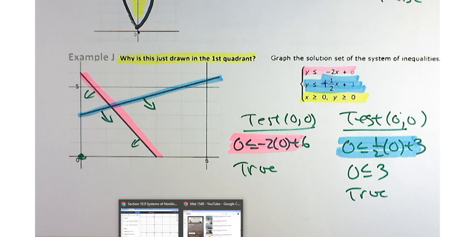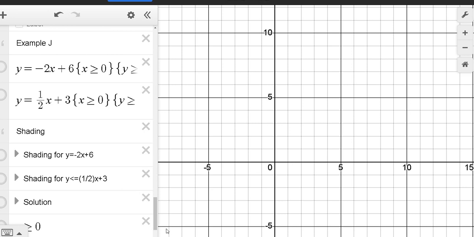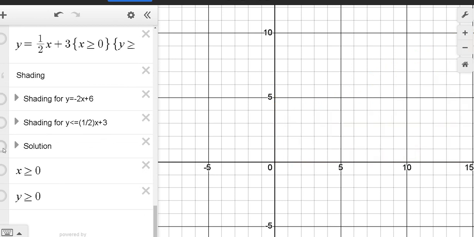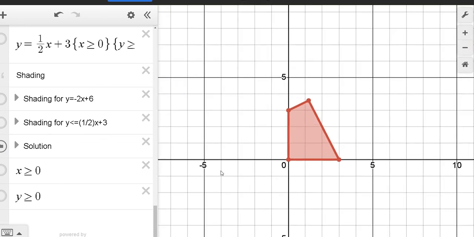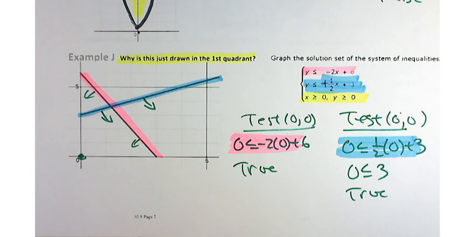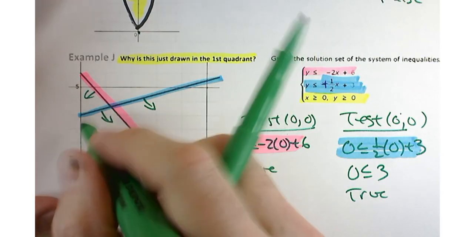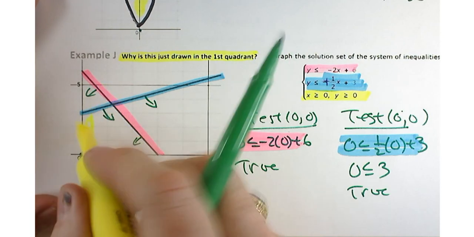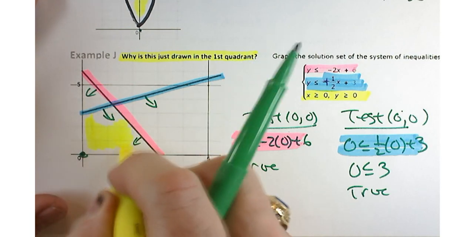And let's take a look at what happens when we do all that shading. So here's our first one, here's our second one, and if we shut those off, our solution looks like that. It's just that little bitty shaded region, kind of close to 0, 0 in the first quadrant. So here's our solution, right here. And that does it for this one.